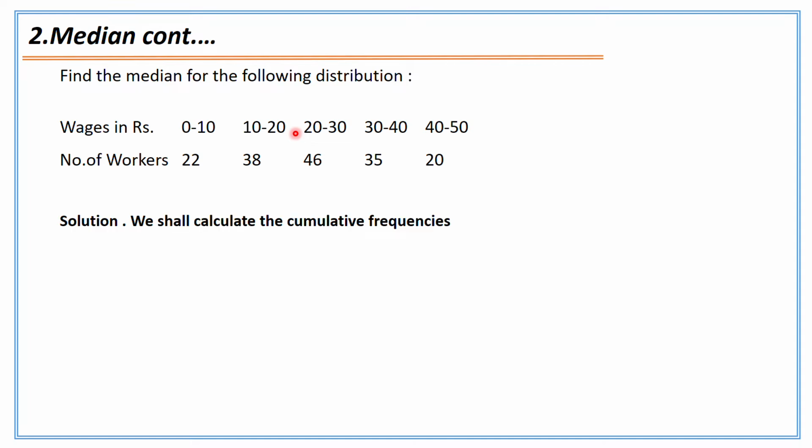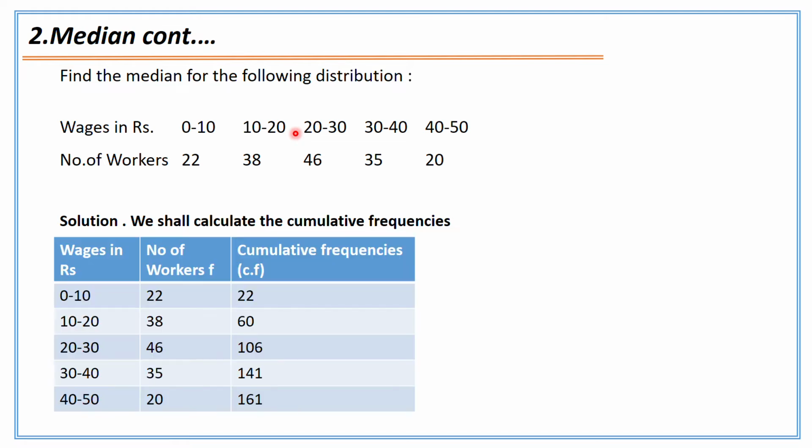Before we calculate the median, we have to calculate the cumulative frequencies. How are cumulative frequencies calculated? The number of workers in this class is 22. Now 22 plus 38 is 60. 60 plus 46 is 106. 106 plus 35 is 141 and 141 plus 20 is 161. So our total cumulative frequency is 161. That means the total number of data is 161.